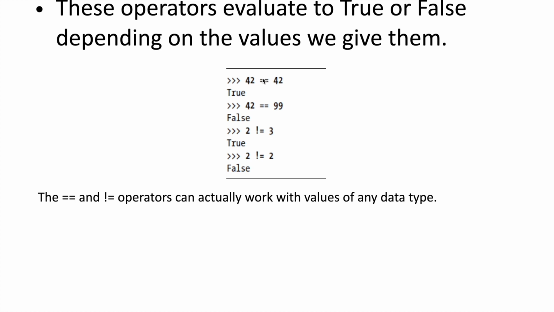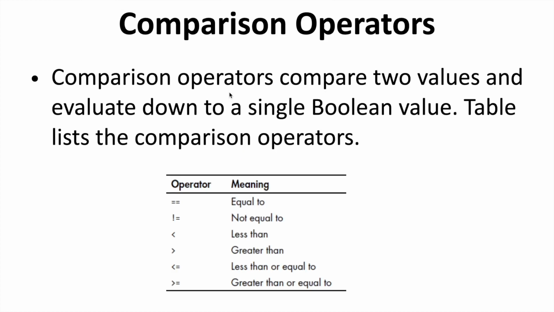It is comparing whether 42 is equal to 42. Yes. What is the output? True. So comparison operators take two values, compare the two values, and the result will be a single value, that is a Boolean value. So comparison operators always give the result as a Boolean value. So the result is either true or false.